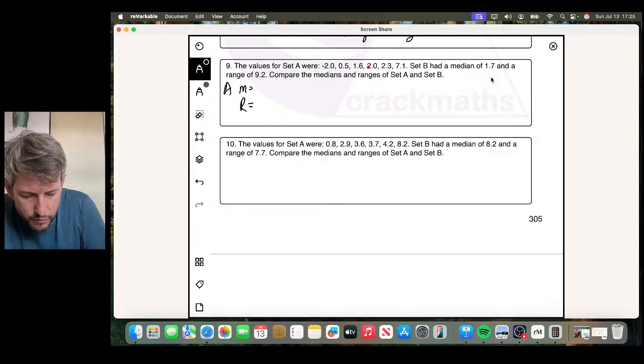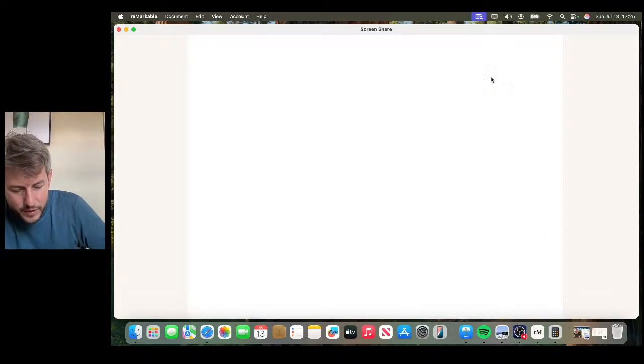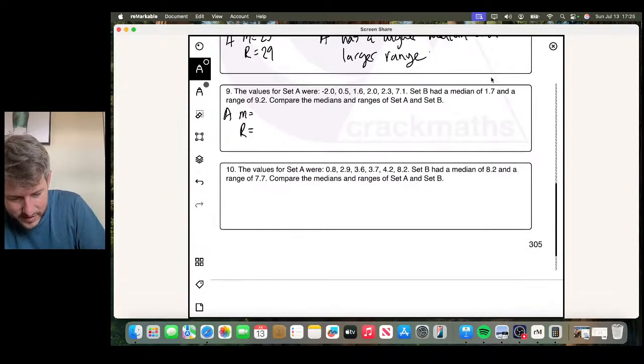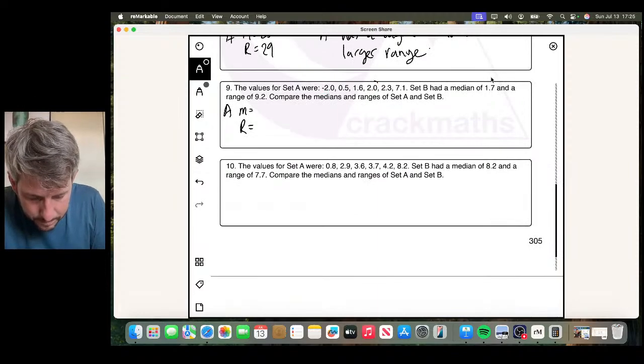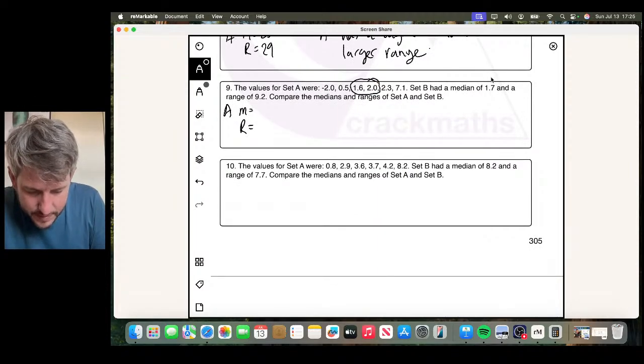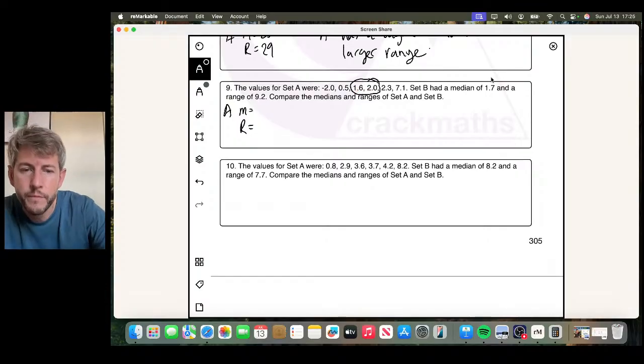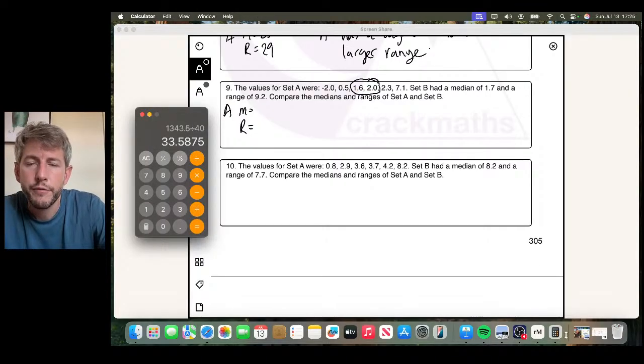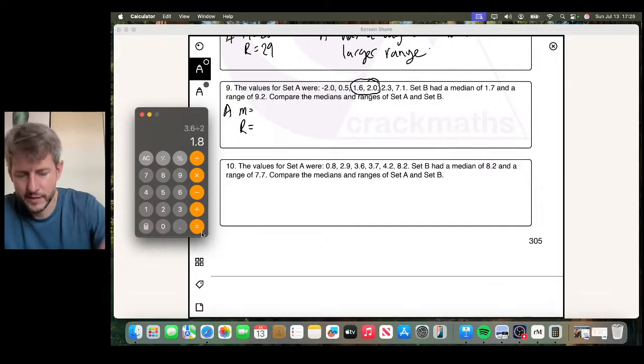So 1, 2, 3, 4, 5, 6. So there's 2. Oh, they're not even in order this time. Oh no, they are in order. Yeah, I got thrown off by the negatives. That's nice, so they're all in order. Here we go. We've got these two values in the middle. So the median will be 3.6 divided by 2. Okay, so that's going to be 1.8.